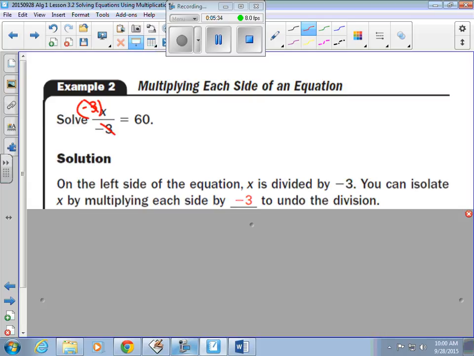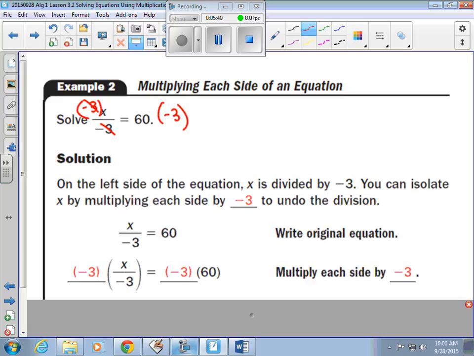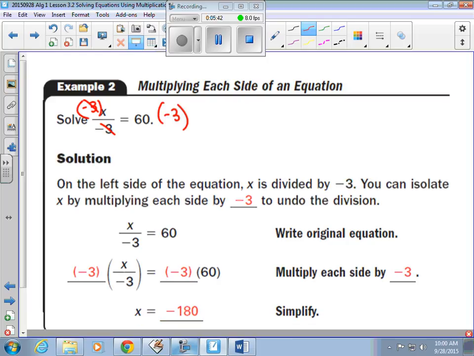If you multiply the left by negative 3, do likewise to the right. 60 times negative 3 gives us x's value, which is negative 180. Multiply both sides by negative 3. It cancels it here and leaves you just with x, which is what you want. A negative times a positive, 60 times 3 is going to be a negative 180. Again, multiplication undoes or cancels out division.